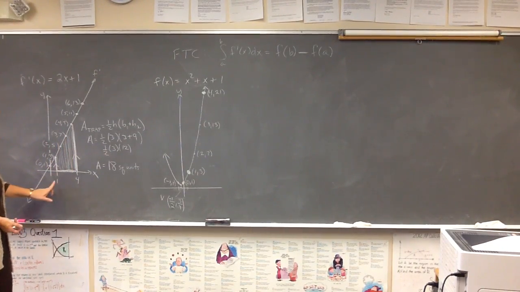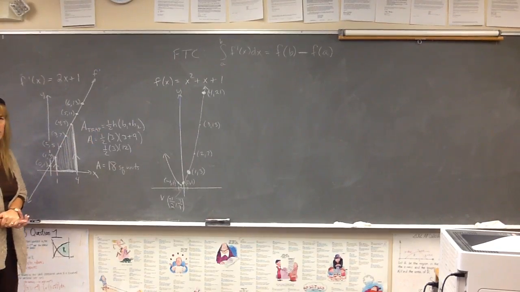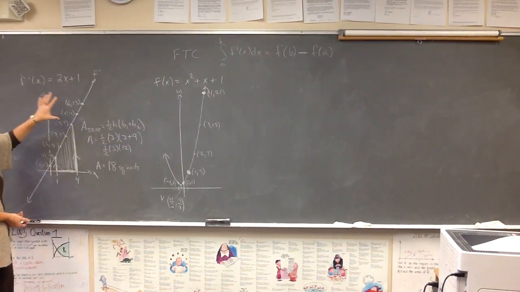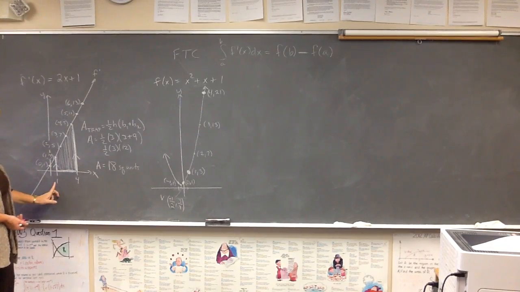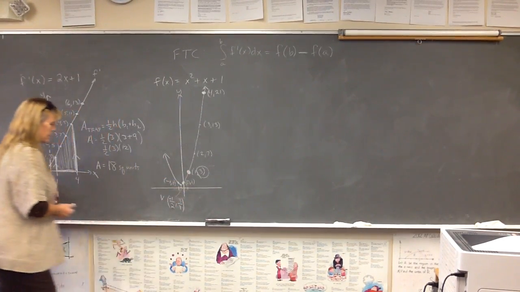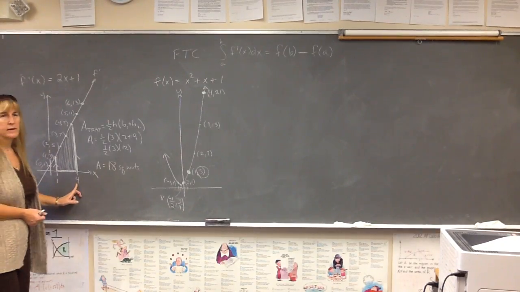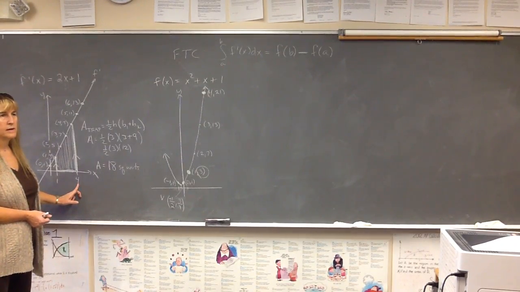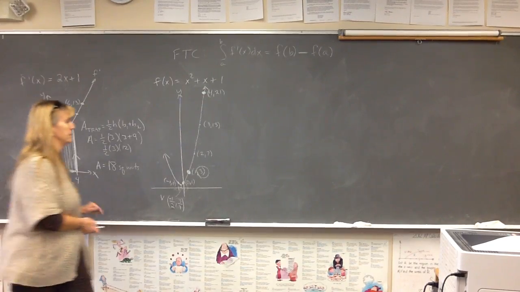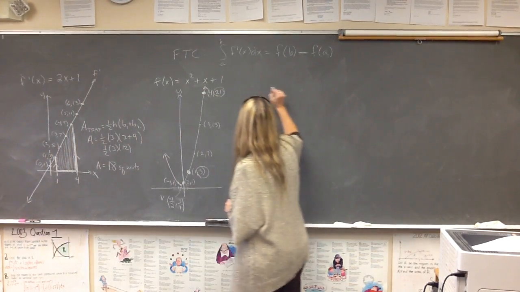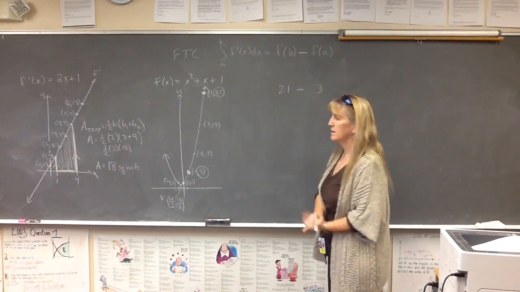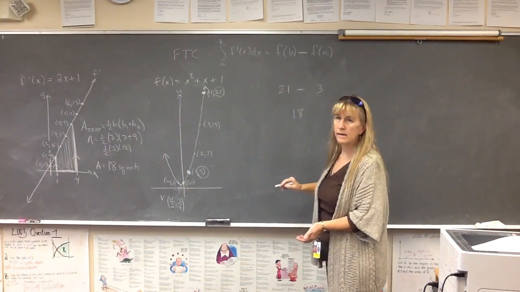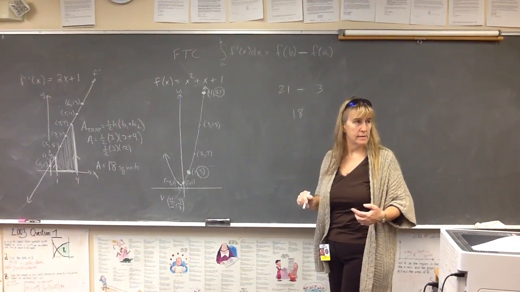Now, I want you to look at 1 and 4 over in the original function, the antiderivative function of this graph. Look at x equals 1. Do you see its y-coordinate? Name it. 3. Look at x equals 4. Do you see the y-coordinate? Name it. 21. What is 21 minus 3? 18. 18. Does that not blow your mind or what?